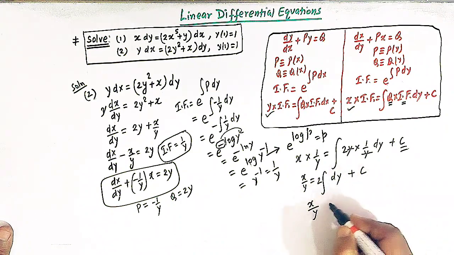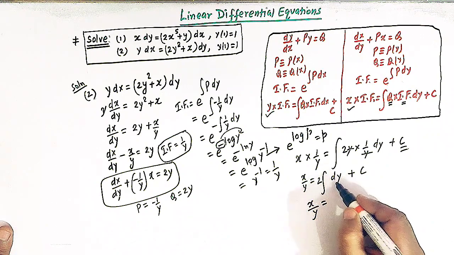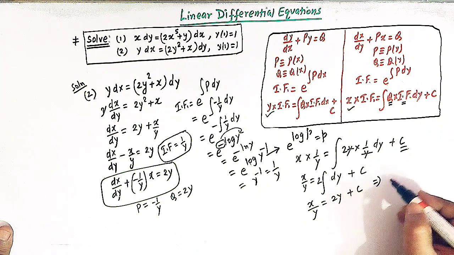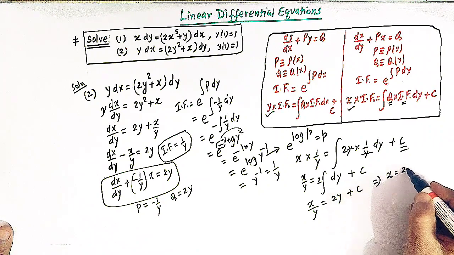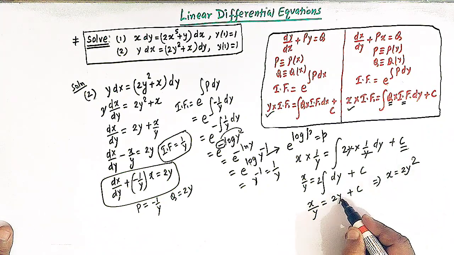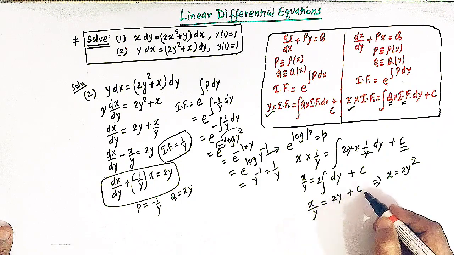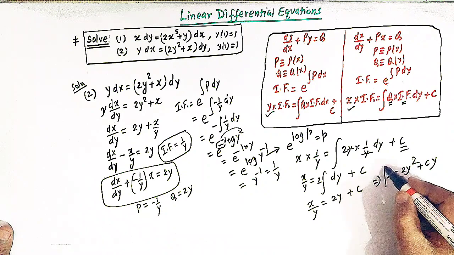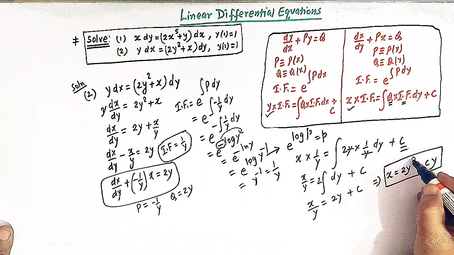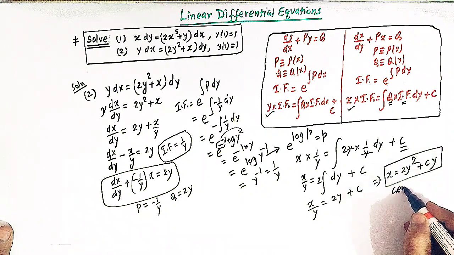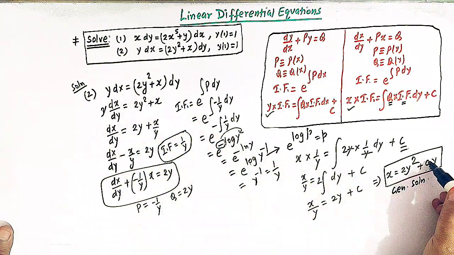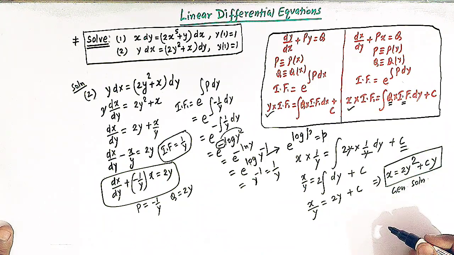So now we have x over y. The integral of dy is y. This is 2y plus c. So now we can write it as x is equal to 2y square, multiplying 2y by y and c by y, plus cy, right? So this is the general solution of this differential equation, because this contains c, which is the constant of integration.